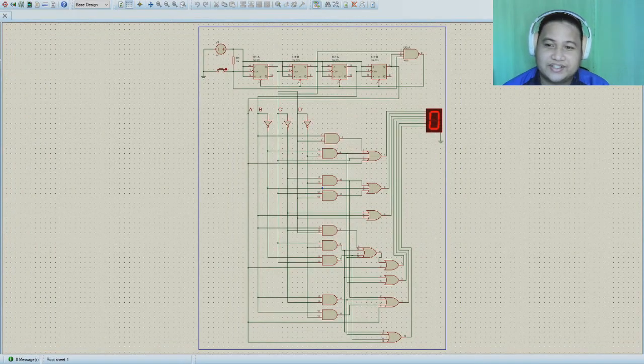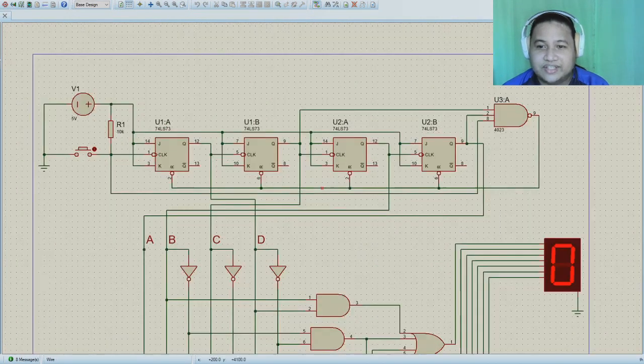This is our finished circuit. So first off, this is our flip-flop circuit, which is composed of the 7473 JK flip-flop IC. So as you can see, our button is connected to the first clock input of the first JK IC, and then its output Q is connected to the next clock input of the next JK IC, and so on.